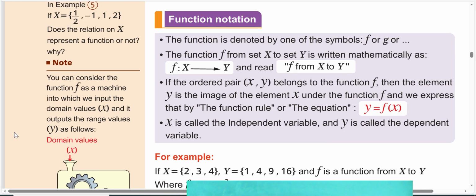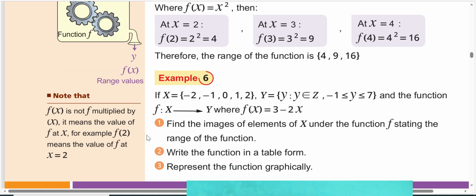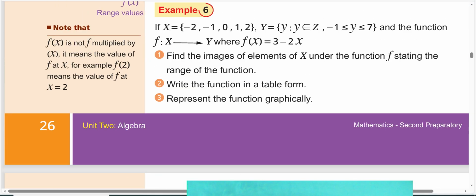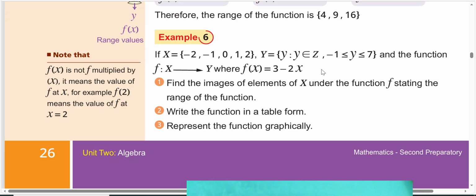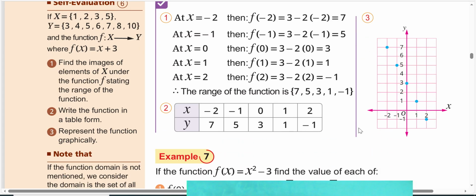Function notation. Here the function is denoted by one symbol f, such that f or g is a function, like f of x, f of b. We have the constant function, first degree and second degree functions. Okay, I will explain this. Like this question, we have a table about the function. He gives me the function f of x equal 3 minus 2x. Put the value of x and then find the image belonging to R like this, and then draw the table. We'll solve this question number 6 with you.